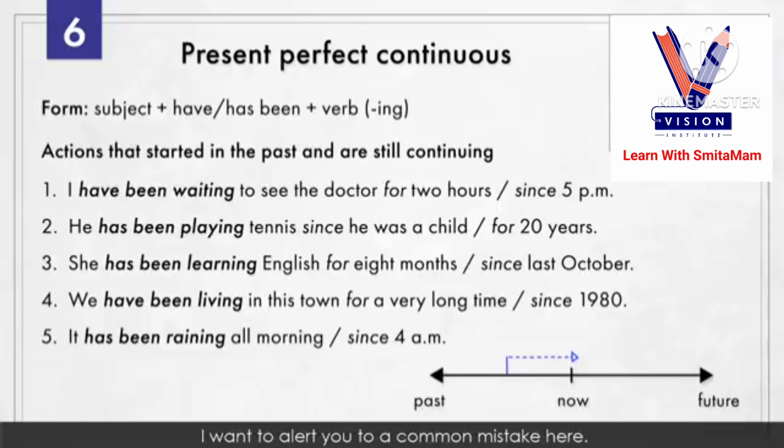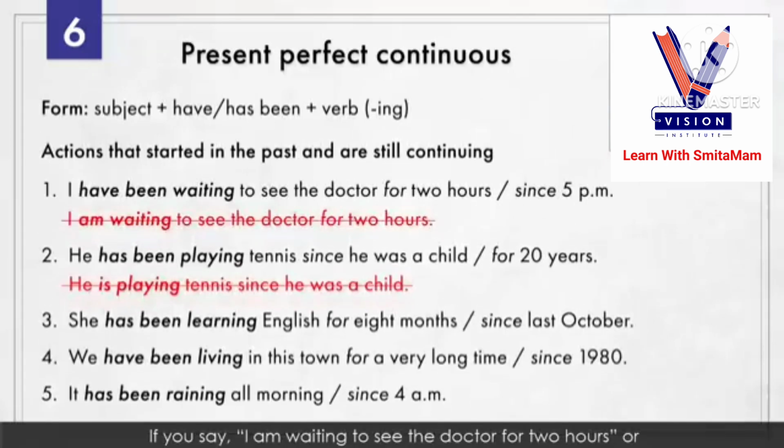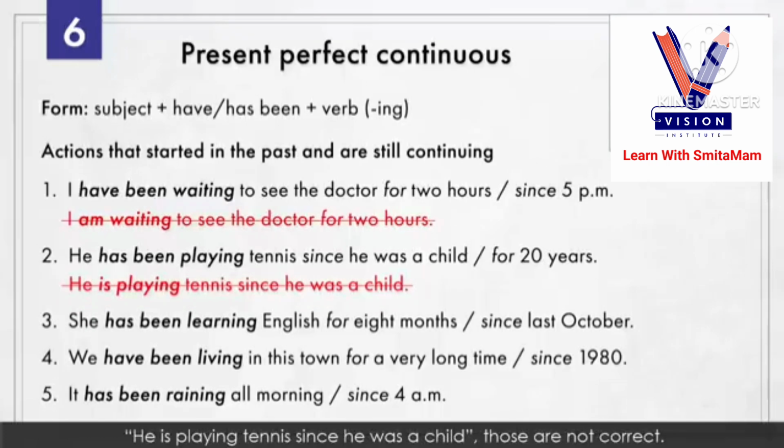I want to alert you to a common mistake. I am waiting to see the doctor for 2 hours, or he is playing tennis since he was a child. Those are not correct. You can say, right now I am waiting to see the doctor, or he is playing tennis. But when you mention the amount of time, like 2 hours, or the starting point, like since he was a child, you must use the present perfect continuous tense. This is true with the other sentences here as well. So keep this point in mind.